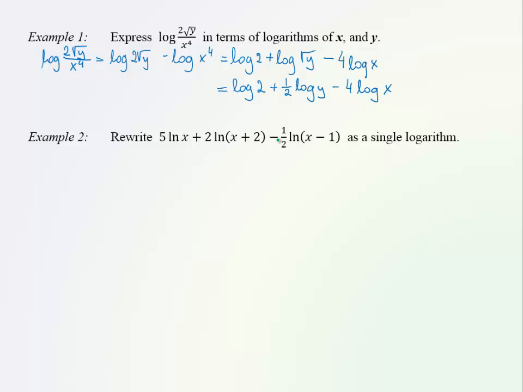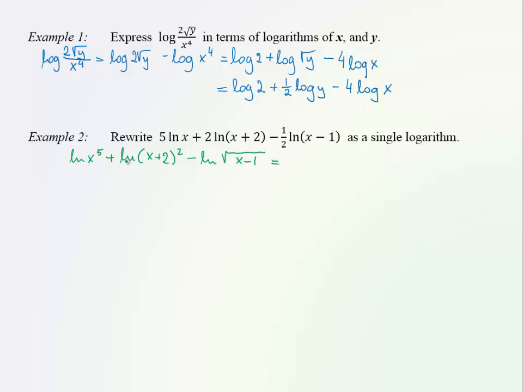In the next problem, we need to go the other way around. We need to fold back this big expression into a single logarithm. So again, using our properties, let's start bringing all the coefficients inside of the ln's as exponents. So instead of 5 ln x, I can write ln x to the 5. Then the 2 will become the exponent, so it's ln of the bracket squared. And minus 1/2 will become exponent 1/2, which is the same as root. So minus ln root of x minus 1.